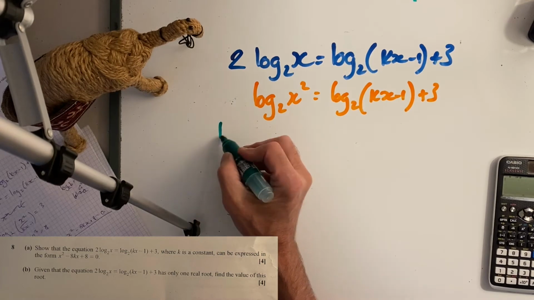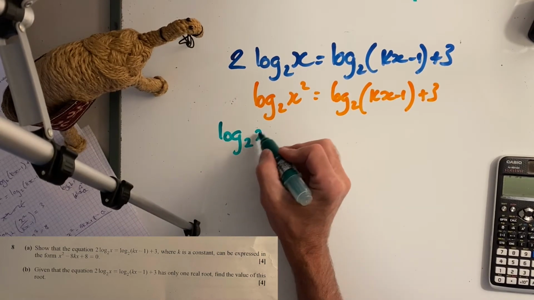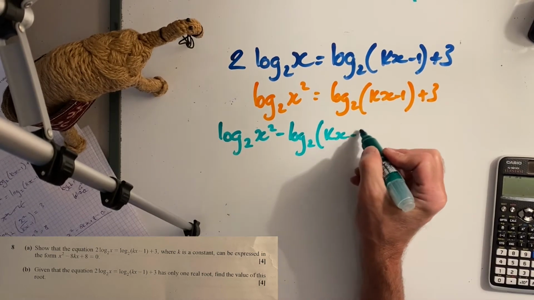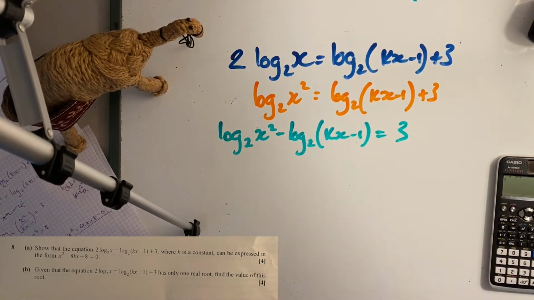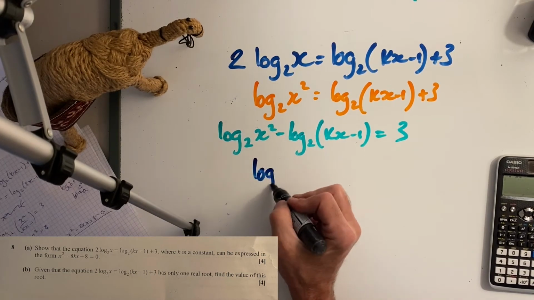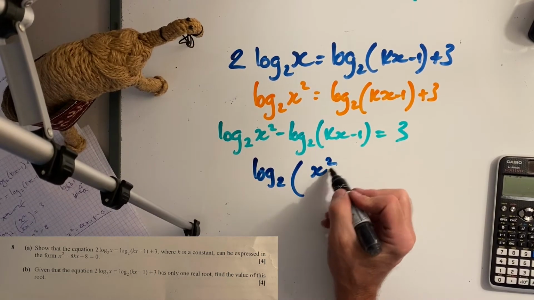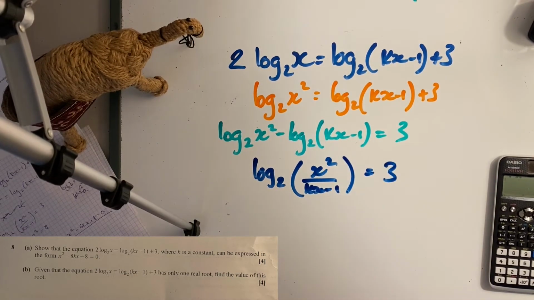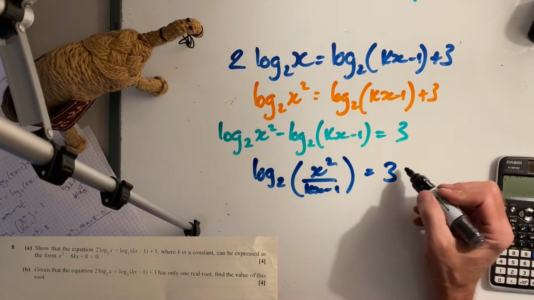And we take it away, and because they're all logs on one side and there's a takeaway, there's another rule you can remember. What happens when you combine them? Well, then it becomes log base 2 bracket x squared all over kx minus 1 equals 3. Now think, 3 can also be written as log base 2 of 8.